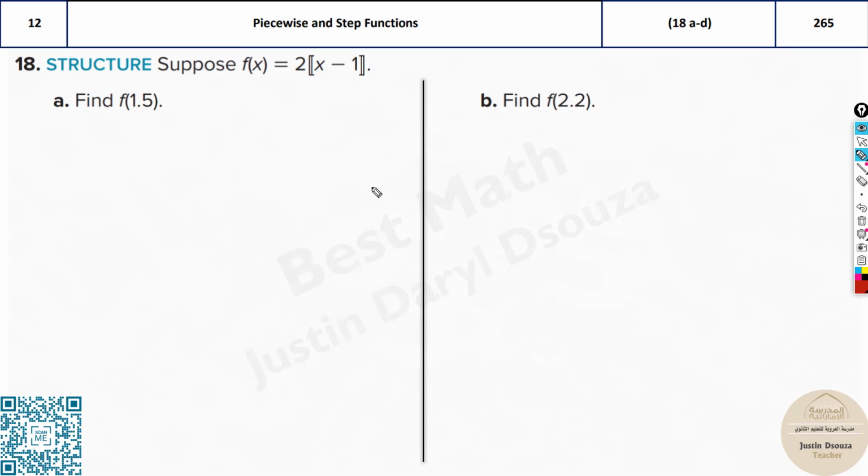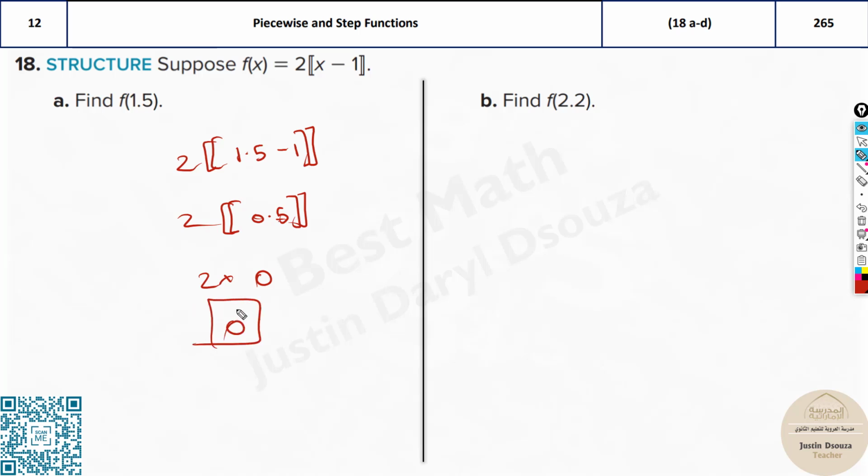Let's solve these now. Here they have told us to find the value f of 1.5. The same equation, 2 times step function. Instead of x, we have 1.5 minus 1. So we solve whatever is inside the step function first. It's going to be 0.5, right? Now what is this? It's not 0.5, it's 0. This will be solved to 0. 2 times 0 is 0. That's the answer. Now this cannot be solved in the calculator because the step function cannot be put in the calculator which we have.